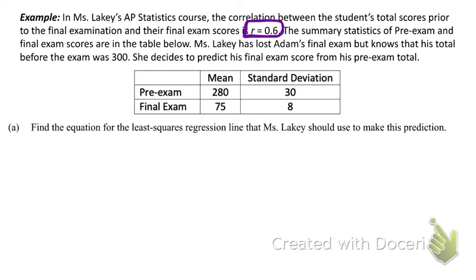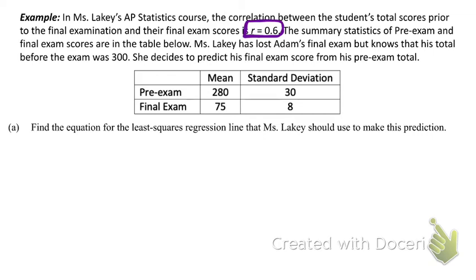Miss Lakey has lost Adam's final exam, but she knows that his total before the exam was 300. He had 300 points before the exam. So she decides she's going to predict his final exam score from his pre-exam total. Seems reasonable. Here's some data. The pre-exam mean was 280. The pre-exam standard deviation was 30. The final exam mean is 75. The final exam standard deviation is 8. And now we just need to find the equation of the least squares regression line.